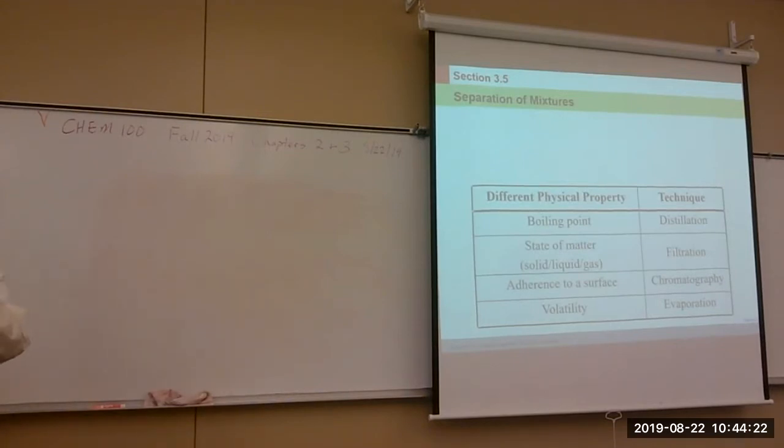If it has more than a certain number of particles, after they run the fan for so long, they know they've pulled in, it's calibrated, so many cubic feet of air through that filter, and they know based on the cubic feet of air how many particles they have, and they can do a concentration calculation. And if it exceeds a certain amount, shut the mine down. So that's a separation based on filtration.